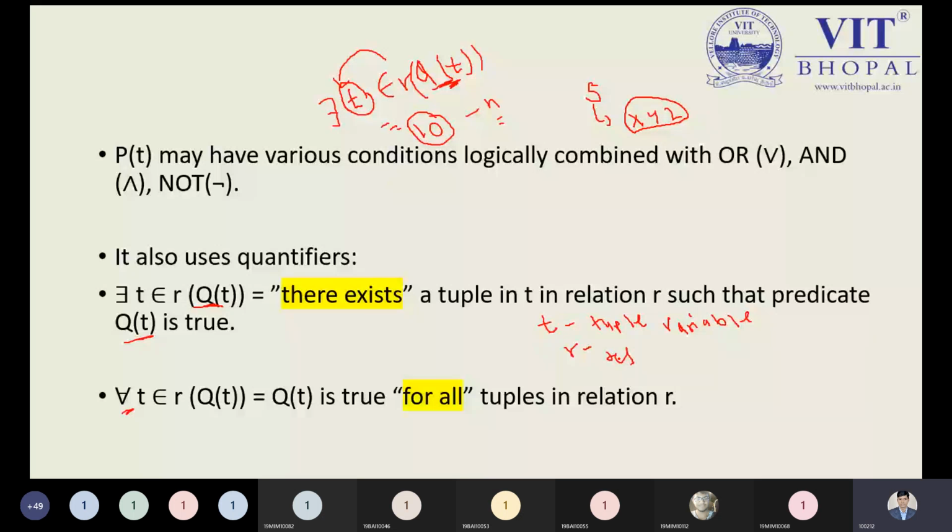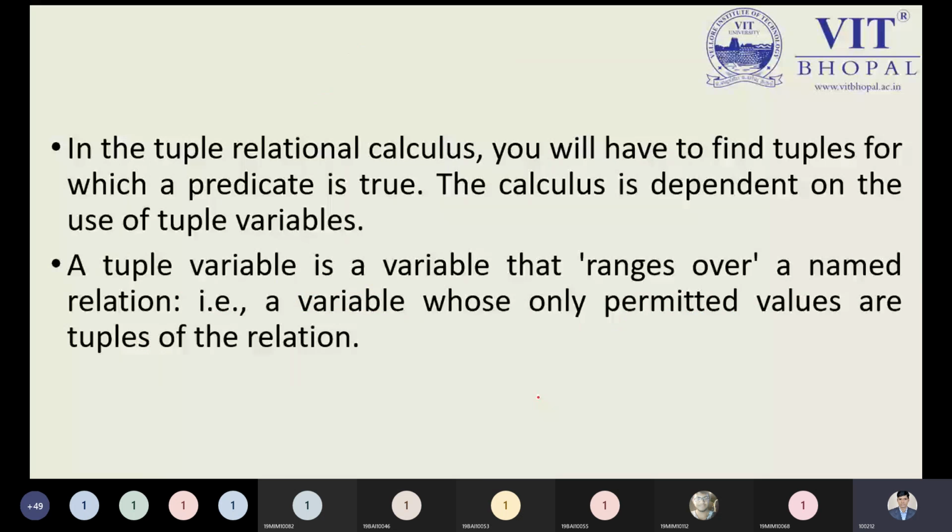and Q(t) is a predicate on the tuple t. So this is the point. Okay, and the tuple variable is a variable that ranges over a named relation, that is, a variable whose permitted values are tuples of the relation. What is meant by ranges over? Can you give me some idea what is meant by ranges over?